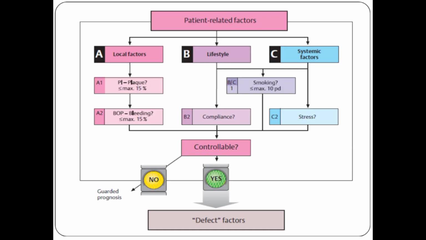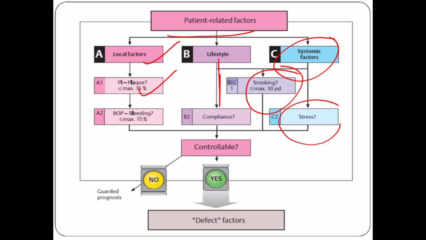Factors affecting GTR. First of all, patient-related local factors: if the patient does not have proper plaque control, or if there is bleeding. Then lifestyle is very important, whether the patient is compliant or not. Then systemic factors, stress, and whether the patient smokes or not. Age is also a factor, because with age the healing process is slow. If you control all these factors, then you can do the GTR or place the membrane; otherwise you will guard the prognosis, then observe.